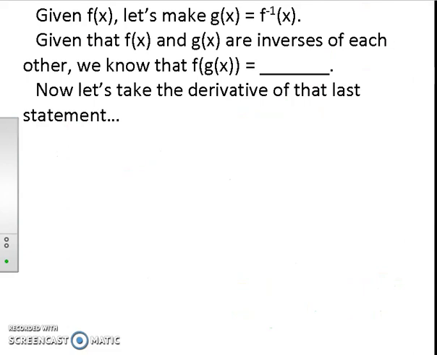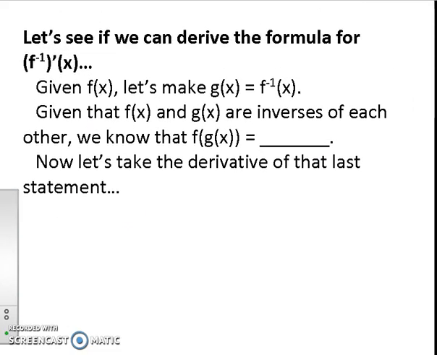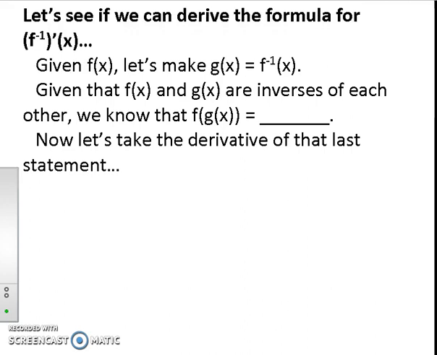So I'm actually going to take a minute here and explain how that works. Given some function f of x, we're going to call g of x the inverse of f, so f to the negative 1 of x. Given that f and g are inverses of each other, we know, this goes back to what you know about inverse functions, compositions of inverse functions always come out to equal x. Let me change my color so it stands out a little bit. So whether you do f of g or g of f, the answer always comes out to be x.